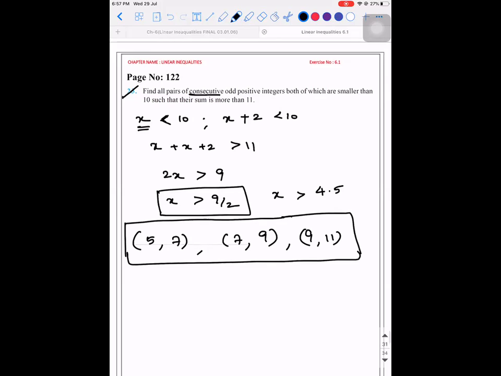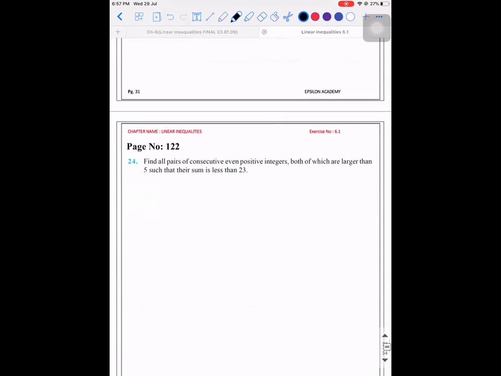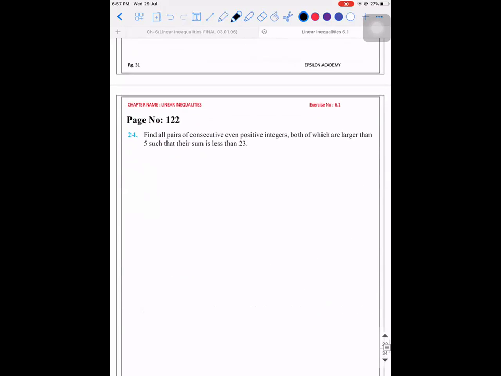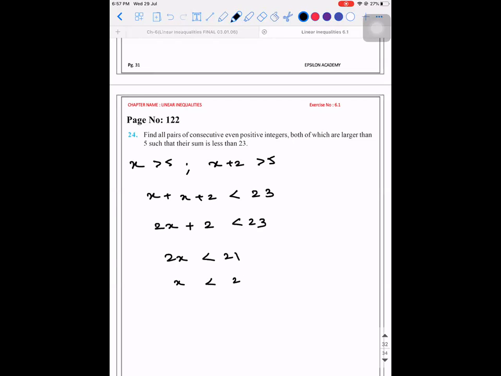Right. Shall I move on to the next one? Again, same thing. Consecutive even positive integers which are larger than 5. So x is greater than 5 and x plus 2 is also greater than 5 and their sum is less than 23. Did you understand why I wrote it as x plus 2? Because the difference between two consecutive even numbers is also 2 only. So 2x plus 2 should be less than 23. So 2x should be less than 21. x should be less than 21 by 2.